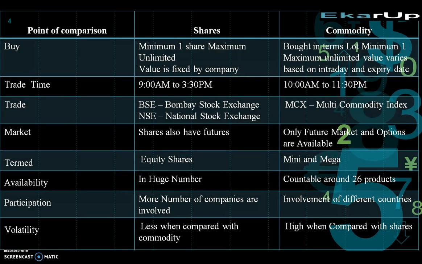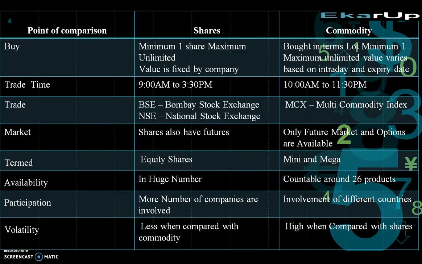I compared share and commodity. For a share, you buy a minimum of one share, the maximum is unlimited, and the value is fixed by the company. With a commodity, you can buy a product based on lot size, and just like a share, it cannot be bought individually. It is like getting a product such as oil, which may cost around 50 per liter. Over here you can buy a particular product based on lot price.